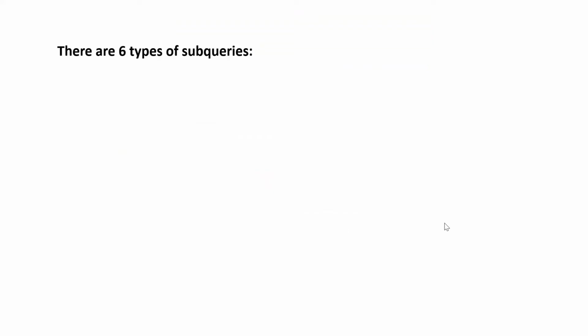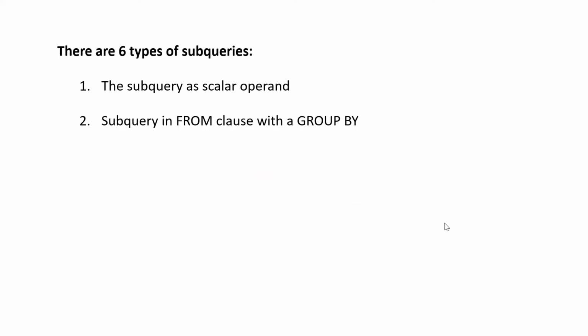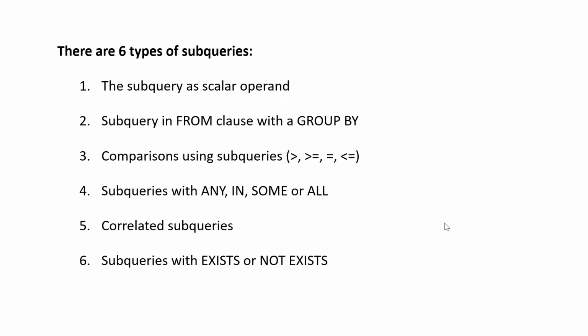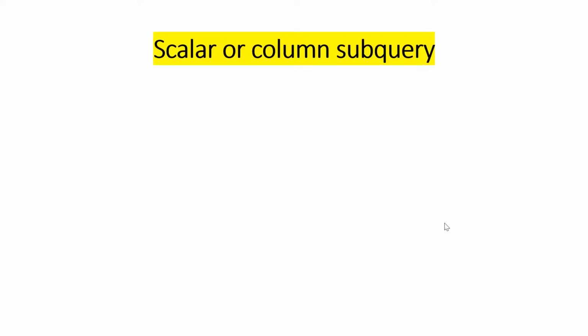There are 6 types of subqueries. We have the subquery as scalar operand, subquery in from clause with group by, comparisons using subqueries, where we use the comparison operators, subqueries with any, in, some, or all, correlated subqueries, and finally we have subqueries with exists or not exists. So the first type is the scalar or column subquery.